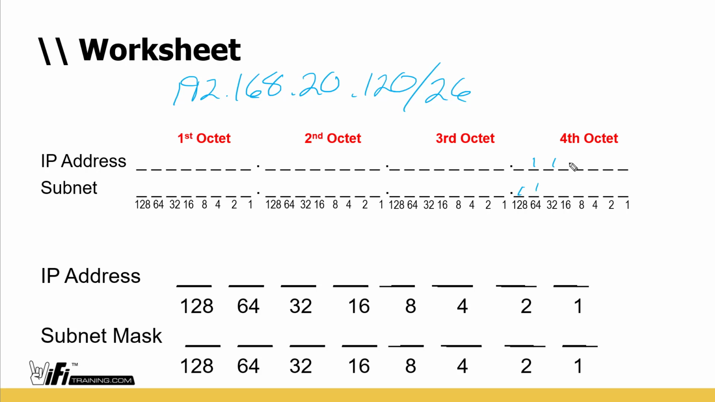And 96 plus, let's see, that's 112, 112 with that on. And then 120. So there's our binary value for that fourth octet. If we turn that on down here, 64, 32, 16, and 8 are on, that equals our 120 address. Turn all those off, and we know that these two are on.